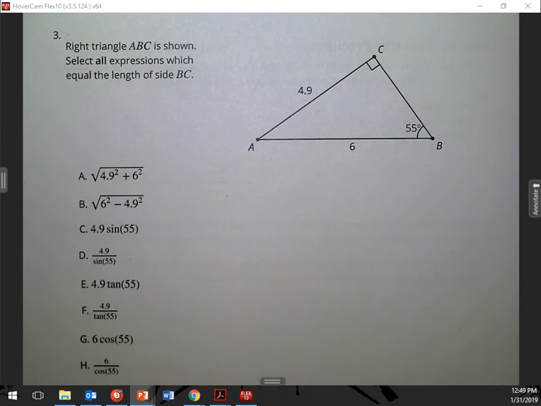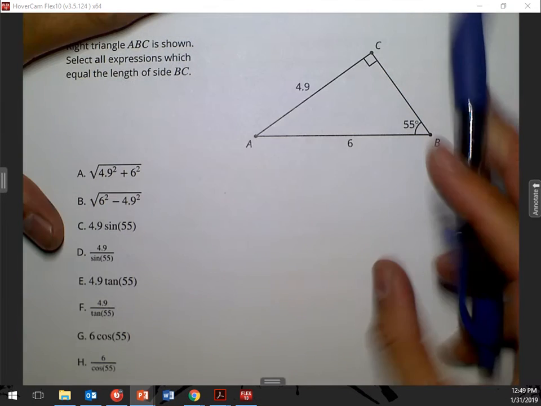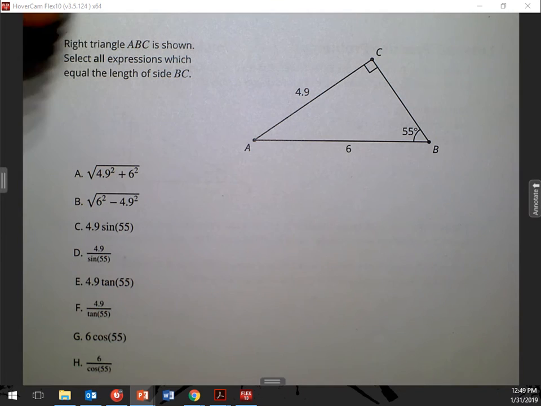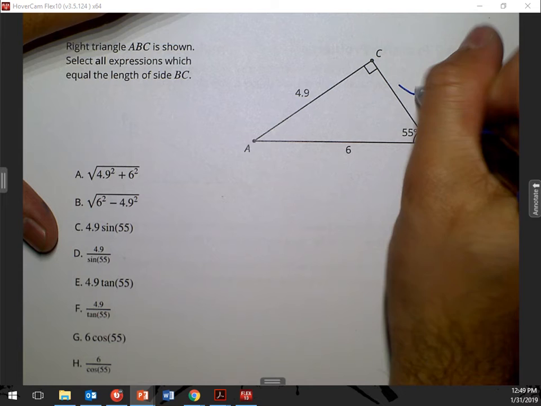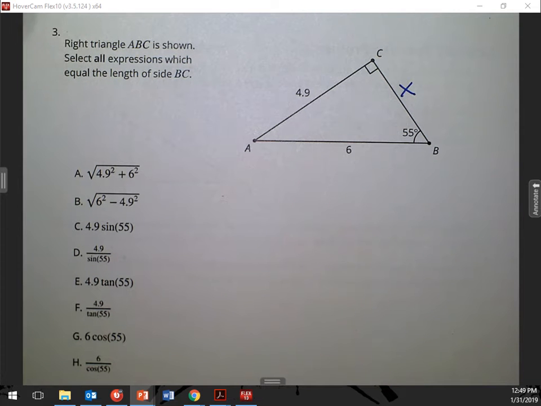Okay, another. All right triangles shown here, select the expression equal to the length of side BC. Alright, so BC, we gotta do some math here. It's a right triangle, isn't it? Yes. How can I find it? I'm going to put a variable here just because I like variables. I'm an X-man, so I always like putting X's there.